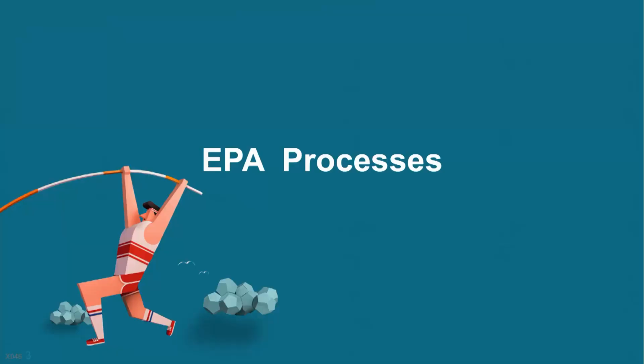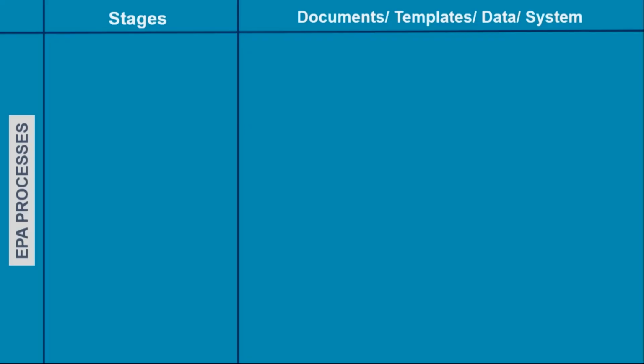So let's kick off with our EPA processes. What you see on the screen, on the left-hand side, I will describe some of the stages, and they do work in a sequence. So the first stage happens first before the next stage happens. So it is sort of sequential. And on the right-hand side, I will then discuss some of the documents, templates, data, and systems that are related to that particular stage. A lot of you would be going through these stages already, but maybe more clarity is required.